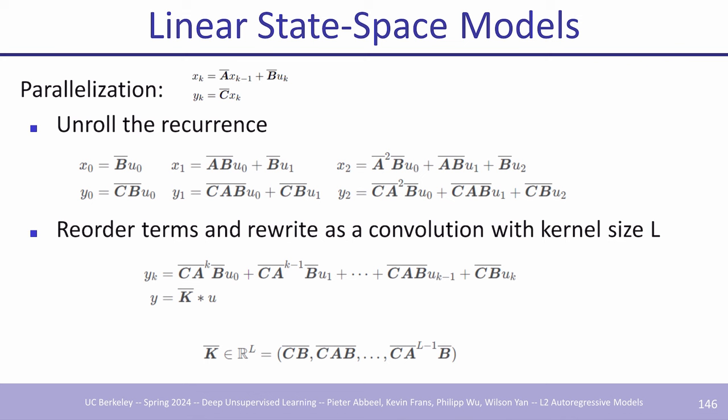This is kind of like a dot product, is one way to think about it, where CA^K B and CA^(K-1) B and so on form one vector computed from your parameters, and then U0, U1, and so on is the input vector. In this case, it's equivalent to a convolutional kernel. So you can rewrite this state space unrolling as a convolution with a one-dimensional kernel of length L, whose weights are there down below. That's one way to compute this all in parallel.